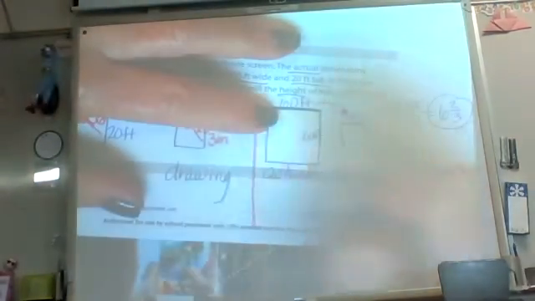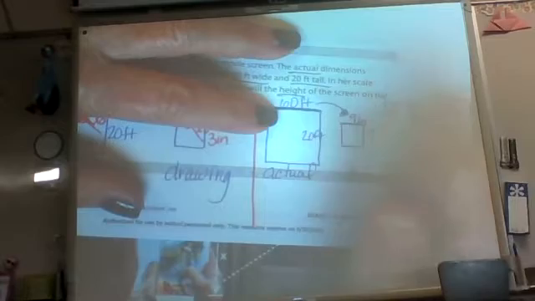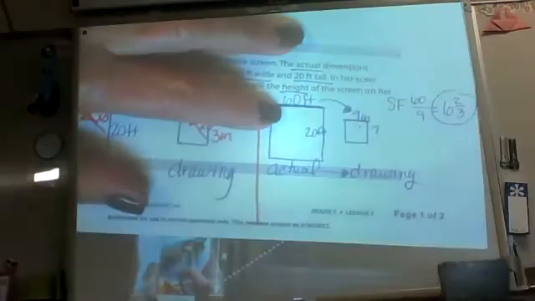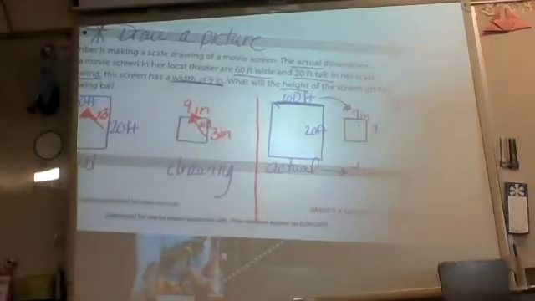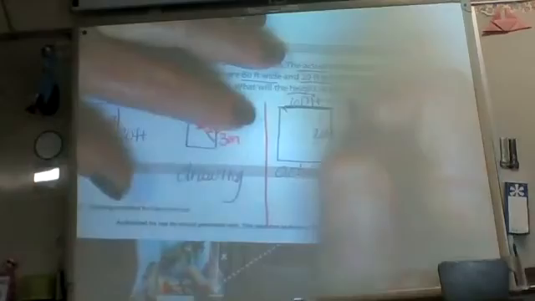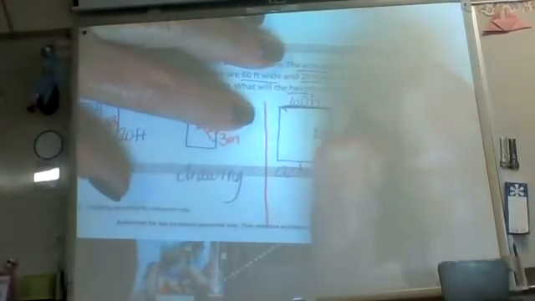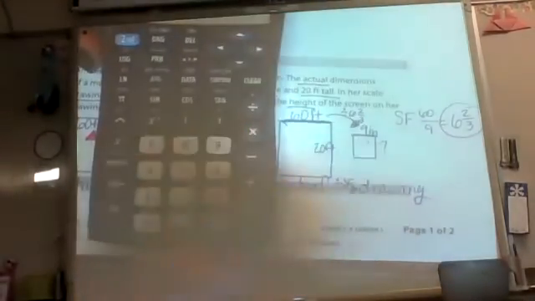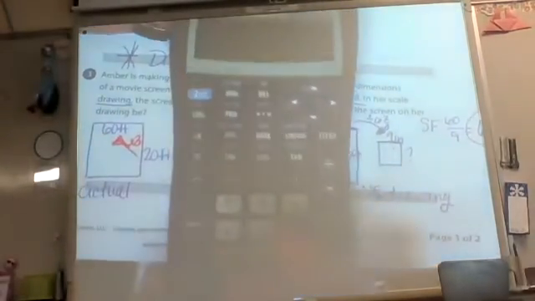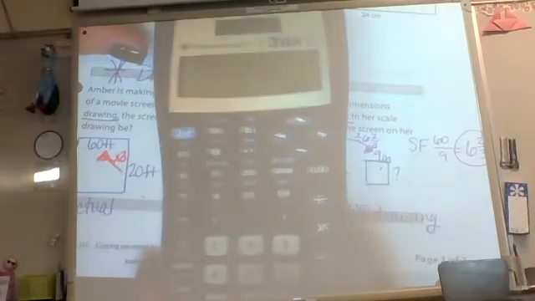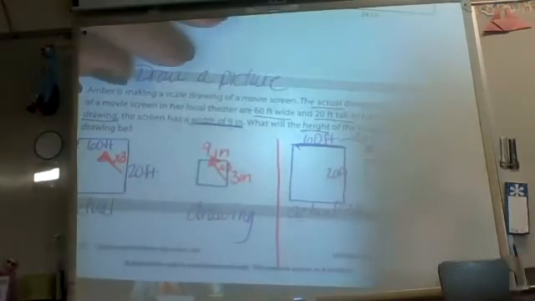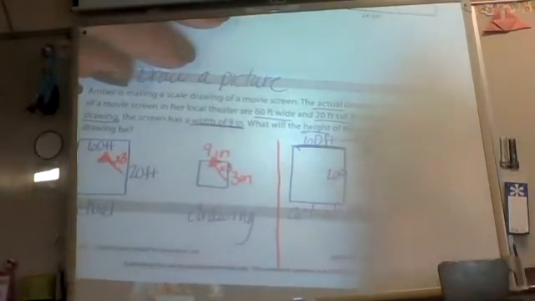Since I'm going from the actual down to the drawing, do I multiply or do I divide when I go from the big to the small? Divide, right? So we're going to divide by the scale factor, 6 2/3. So I'm going to take 20 divided by 6 2/3, and we get 3 inches.